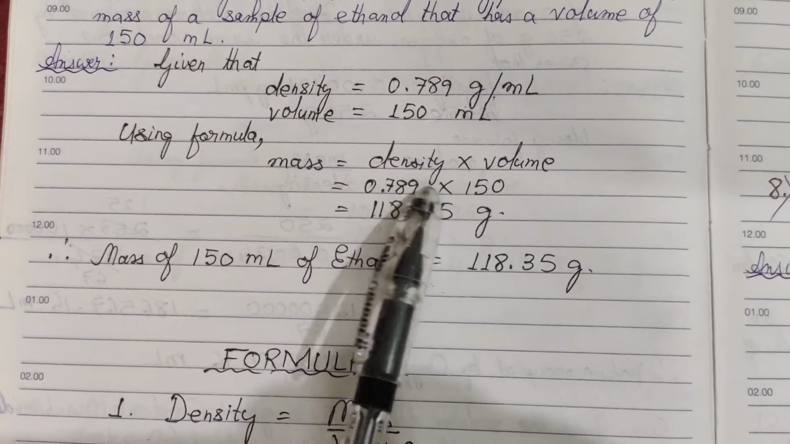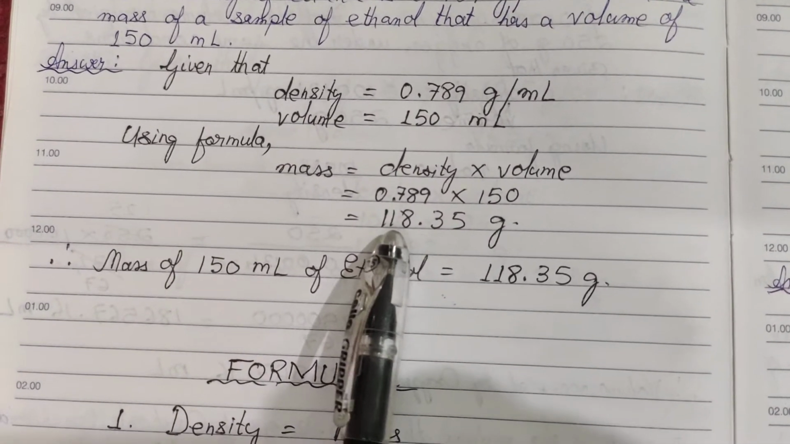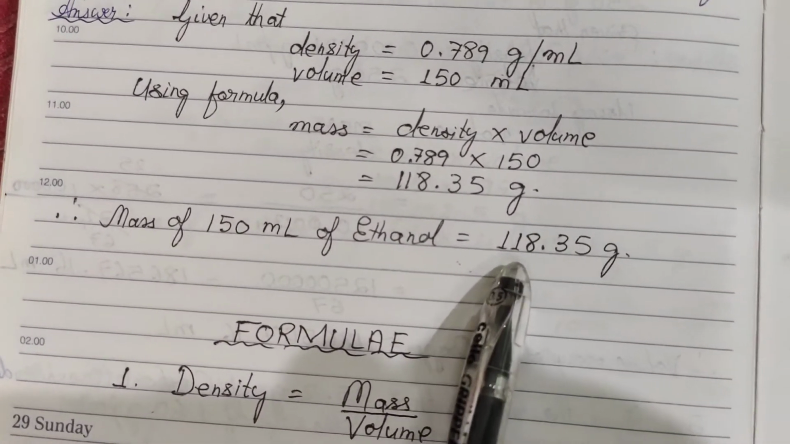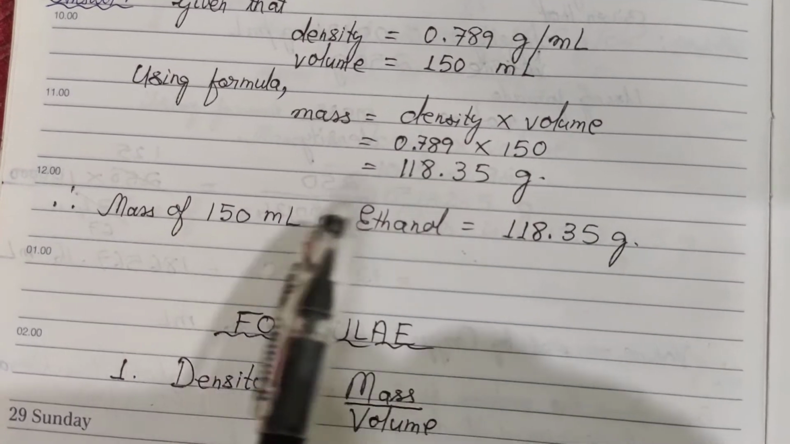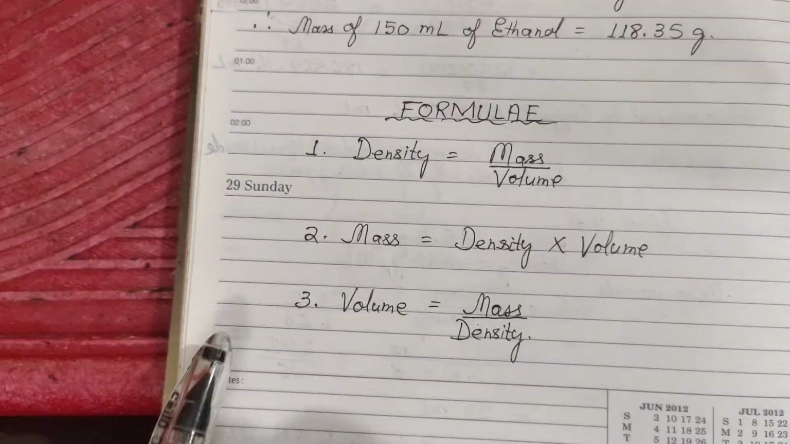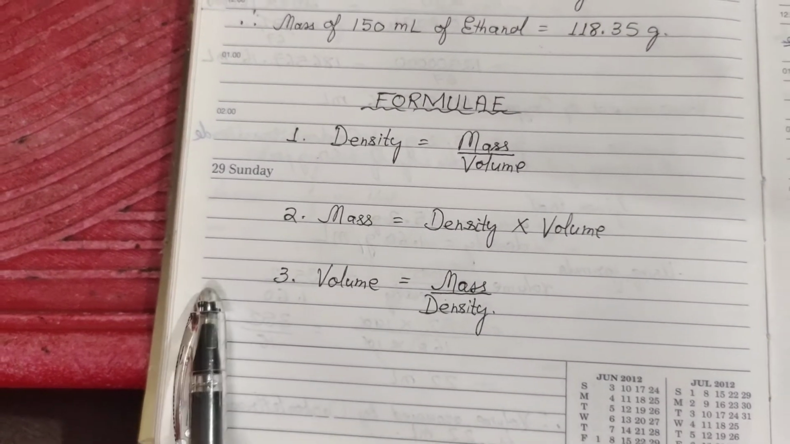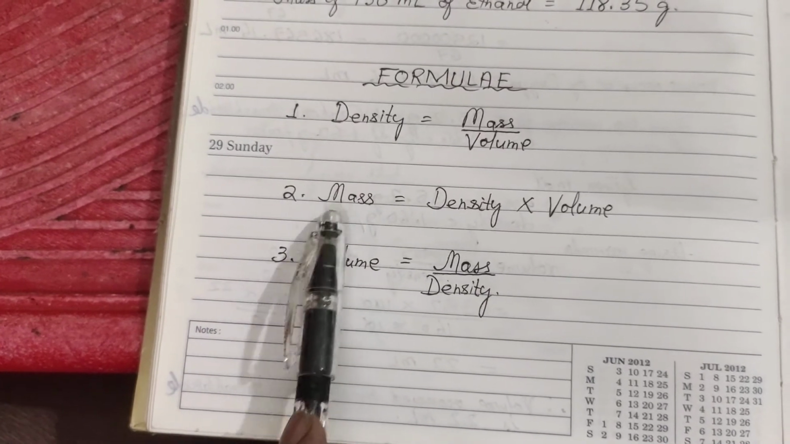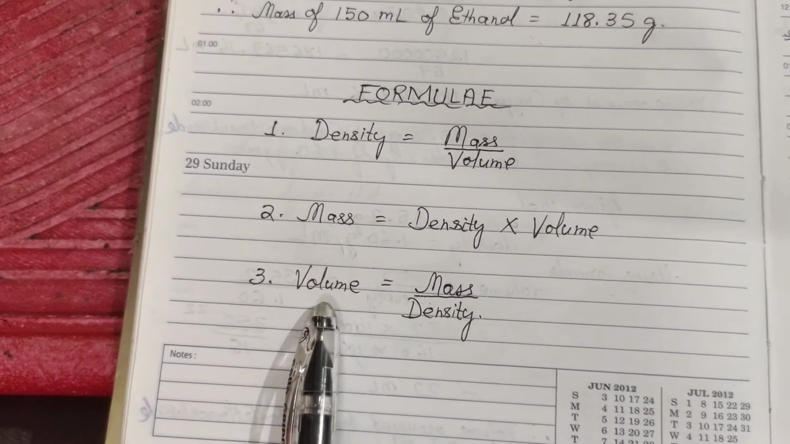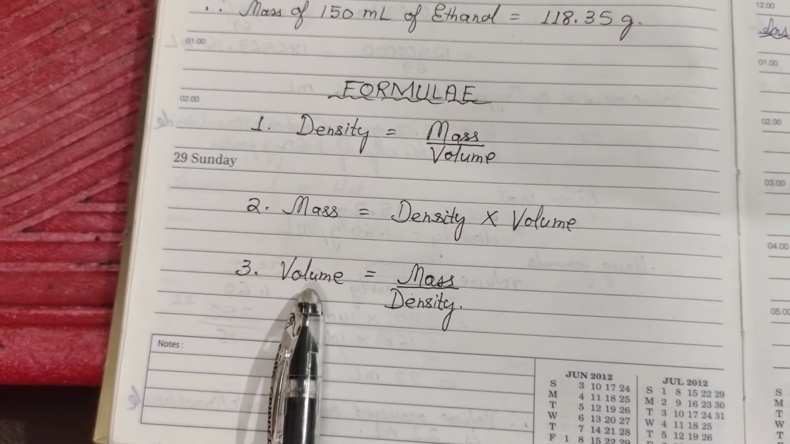Okay, let's calculate the value. 0.789 into 150 is this. I have used a calculator over here directly. You can multiply separately using decimals rule. So 118.35 gram is the mass of 150 ml of ethanol. So we have actually completed the numerical problems dealing with density, mass and volume. Now the next part of the numerical problem given in your book is with speed, distance and time.